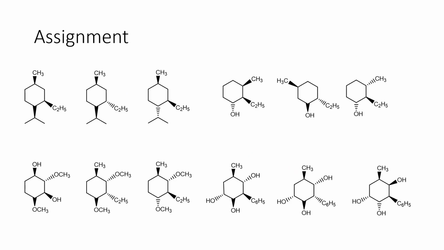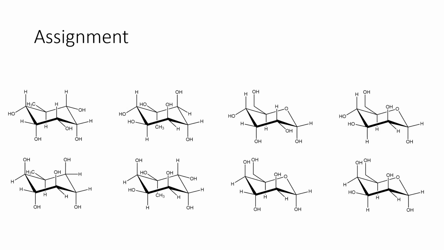Now you have to draw the chair conformations of all these molecules. You can see that there are 3 groups, 4 groups, 5 groups. So you can write the chair conformations, and you also have to write the normal planar structure for these conformations which are in chair conformation. Okay, this is the assignment for you.